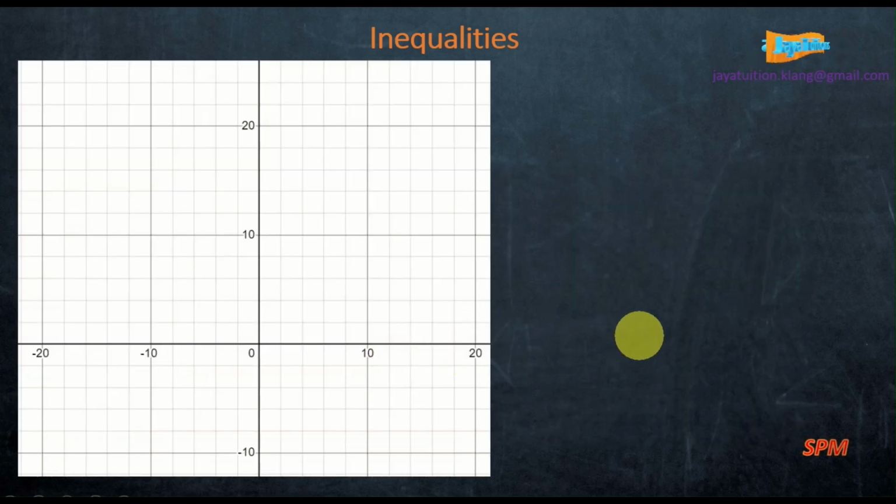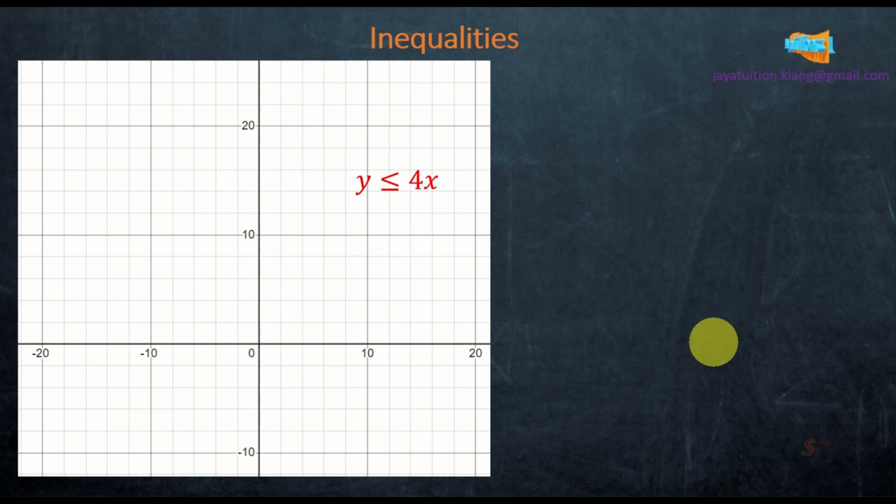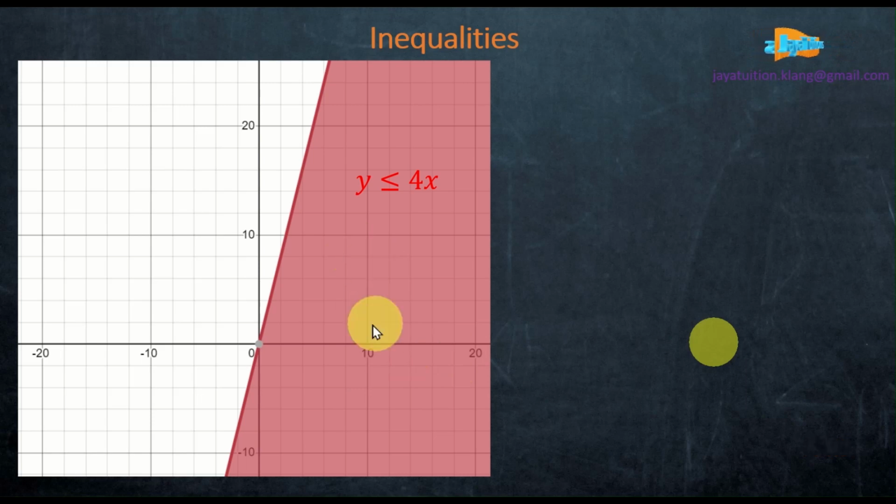In the question, it is given that you have to plot a graph of y less than or equal to 4x. So when you want to do that, first you can take y equal to 4x. So y equal to 4x will be a straight line graph. And the moment you make it less than or equal to, this shaded portion will come into the picture.